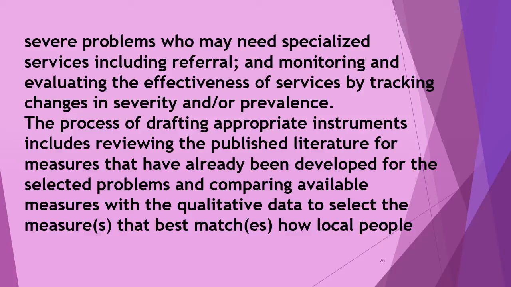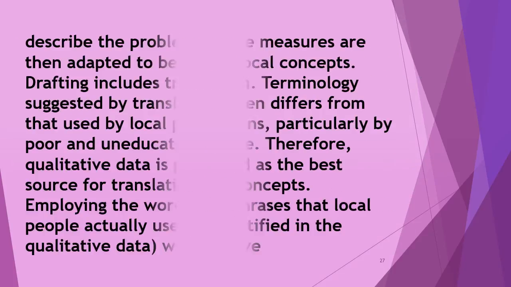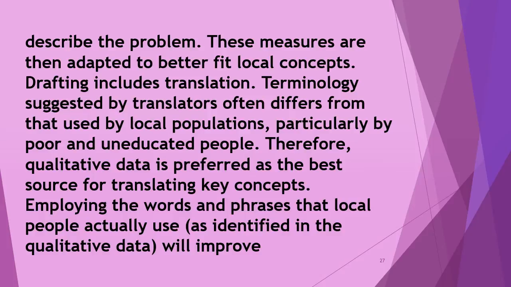The process of drafting appropriate instruments includes reviewing the published literature for measures that have already been developed for the selected problems, and comparing available measures with the qualitative data to select the measure that best matches how local people describe the problem. These measures are then adapted to better fit local concepts.